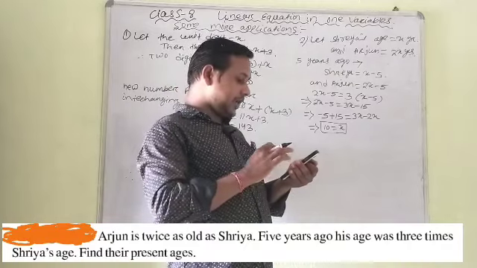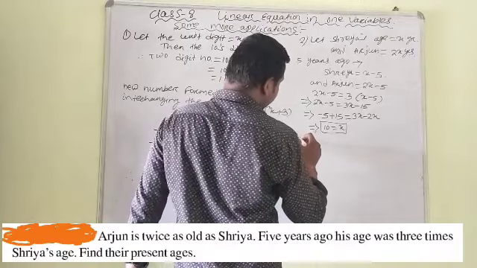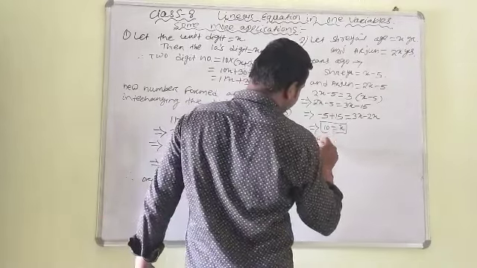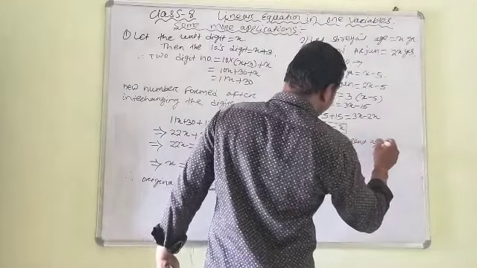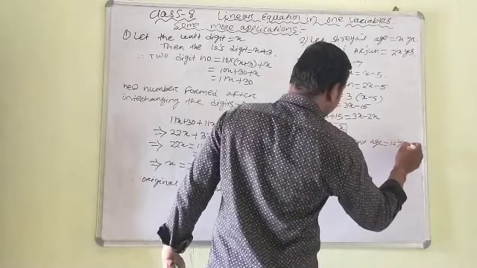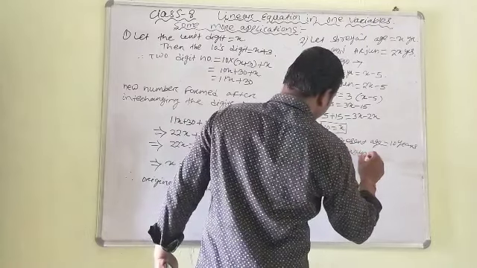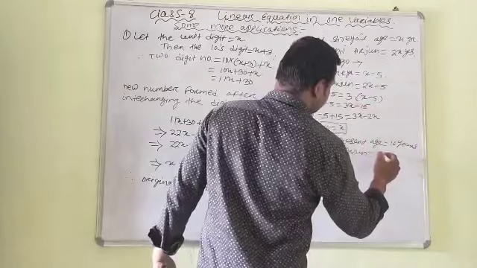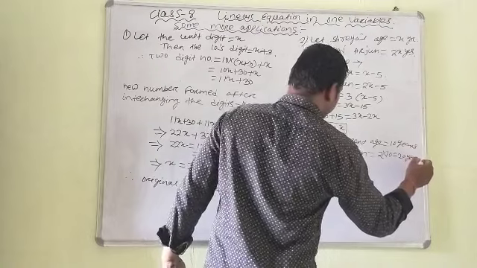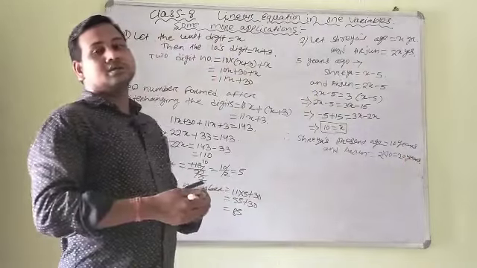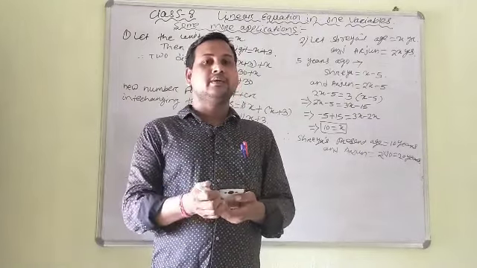It's given, find their present age. So let us say Shreya's present age equal to 10 years and Arjun equal to 2x, that is 2 into 10, 20 years. Okay, this way we will have to solve some more questions related to exercise 2.4.